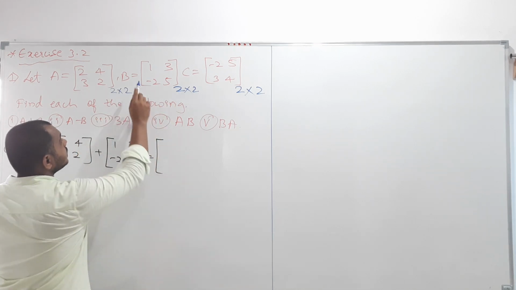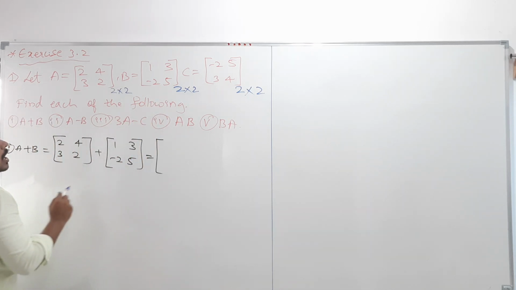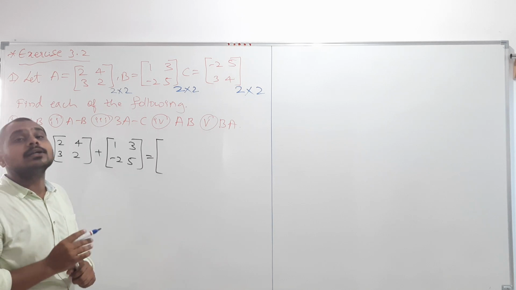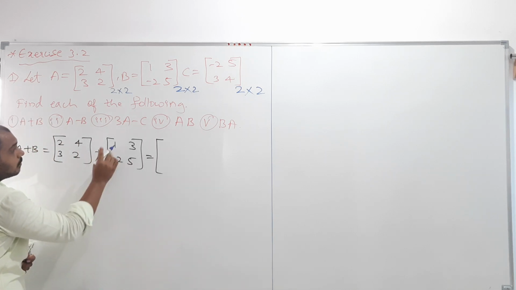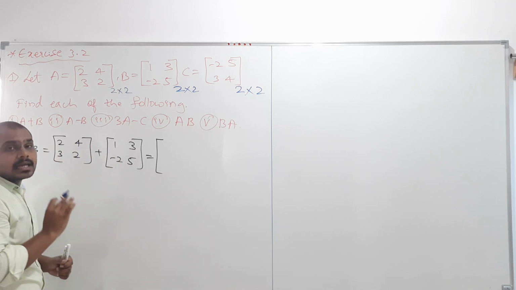It means that these two have the same order, so therefore we can add. How to add? That also we discussed. How to add the two matrices? We can add the two matrices by adding corresponding elements of the given matrix.